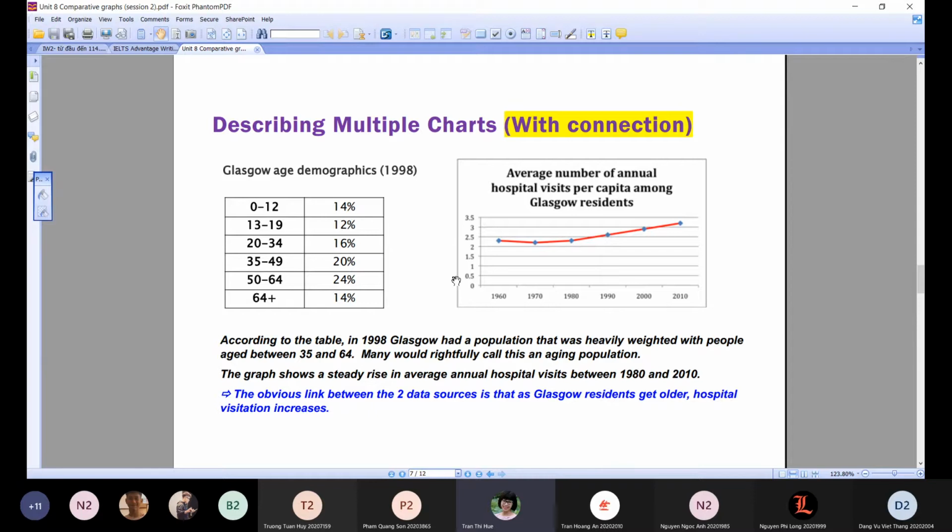So aging population. And the line graph shows a steady rise in average annual hospital visits between 1980 and 2010. So you can see there is a link between the two data sources, that as Glasgow residents get older, hospital visitation increases, right? So in this case, there is some connection between the two charts. One is a table and the other is a line graph.